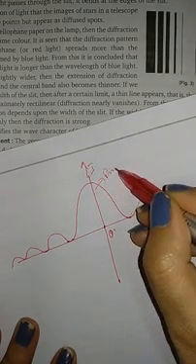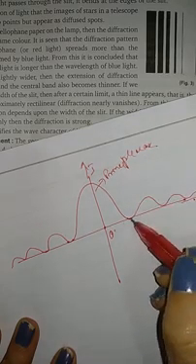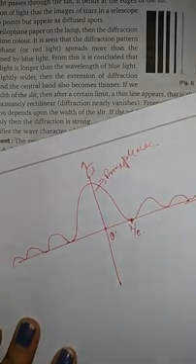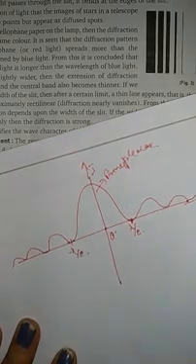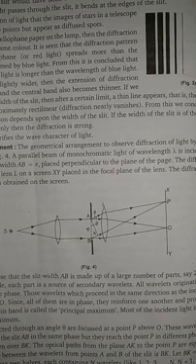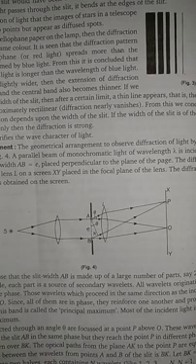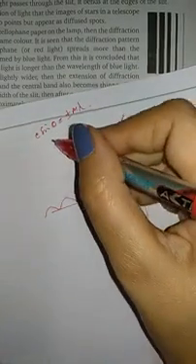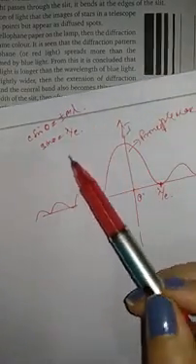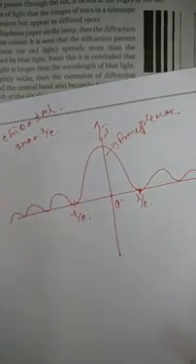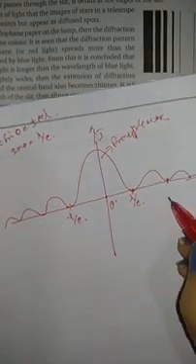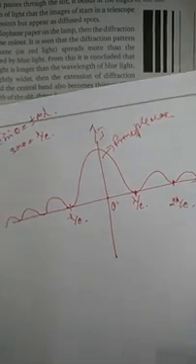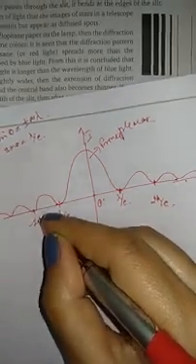This is the principal maximum. This is the minimum, which is at lambda by e. This is minus lambda by e. The value of this is given from the previous derivation. The equation was e sine theta is equal to plus minus m lambda. So from here, sine theta is lambda by e, and we get the value of sine theta, or the angle. First one is lambda by e, then the second will be twice lambda by e, and so on. Over here it will be minus twice lambda by e.